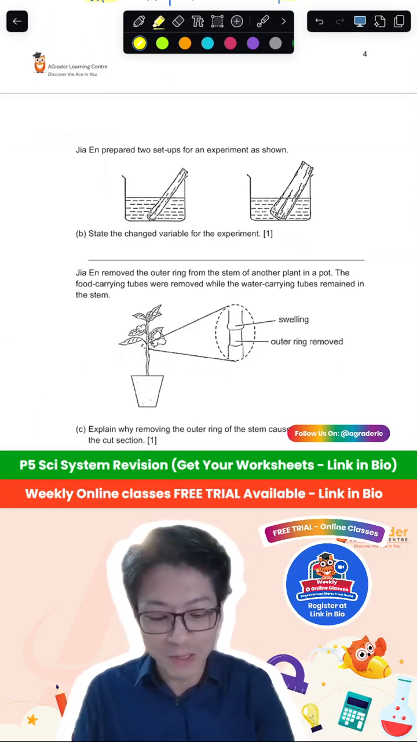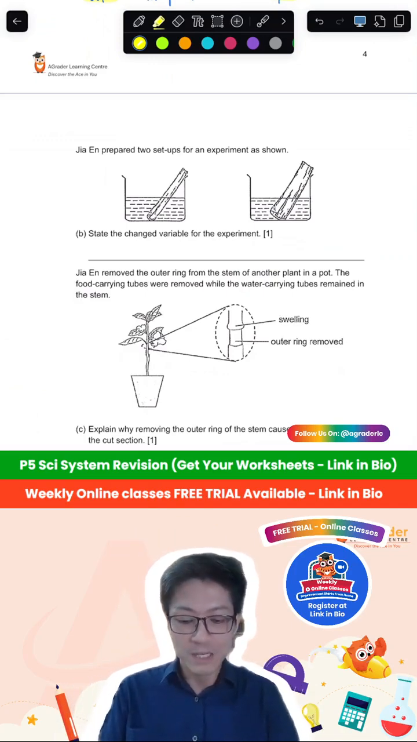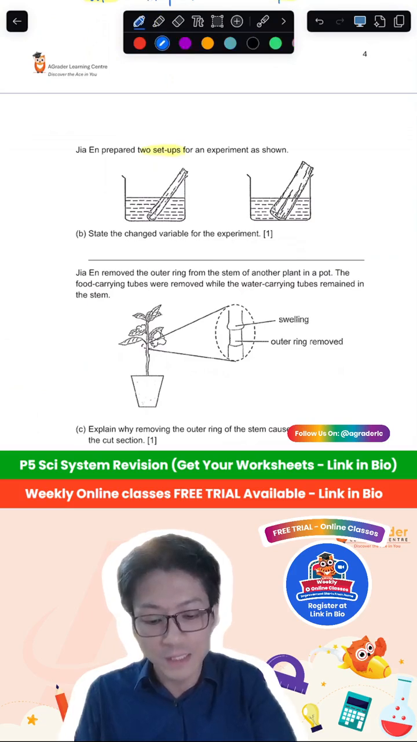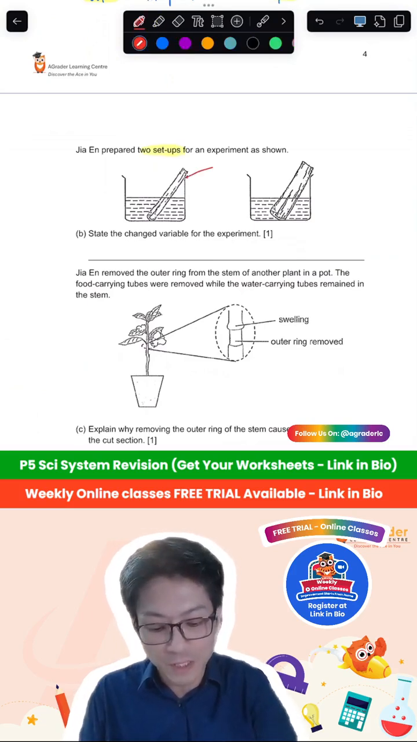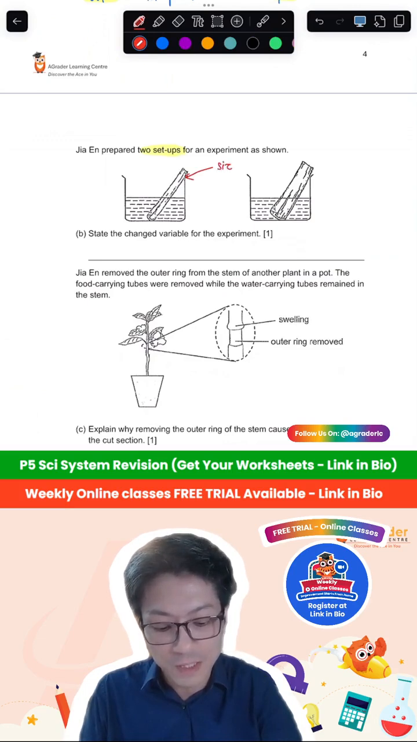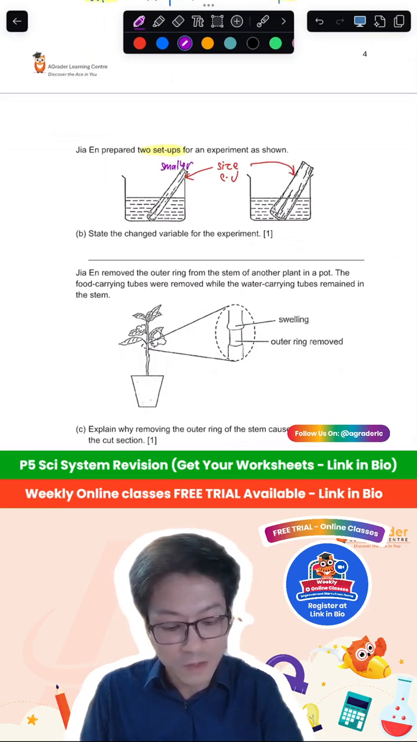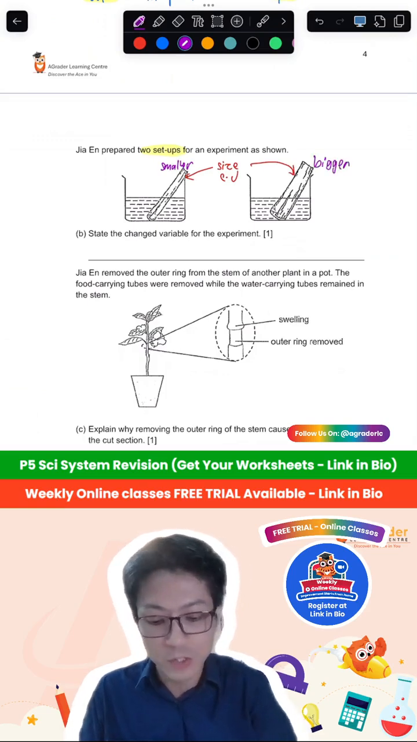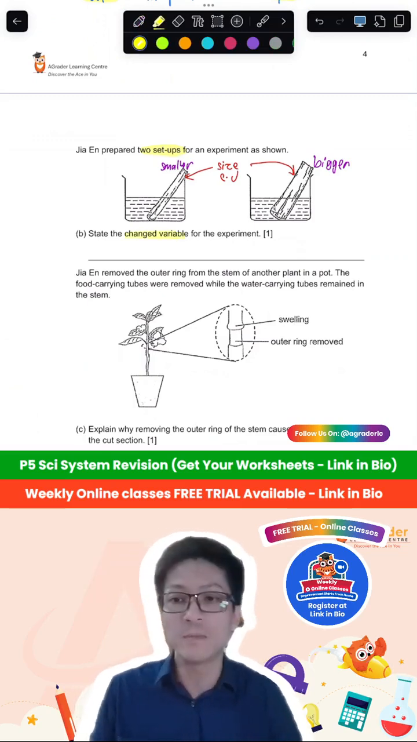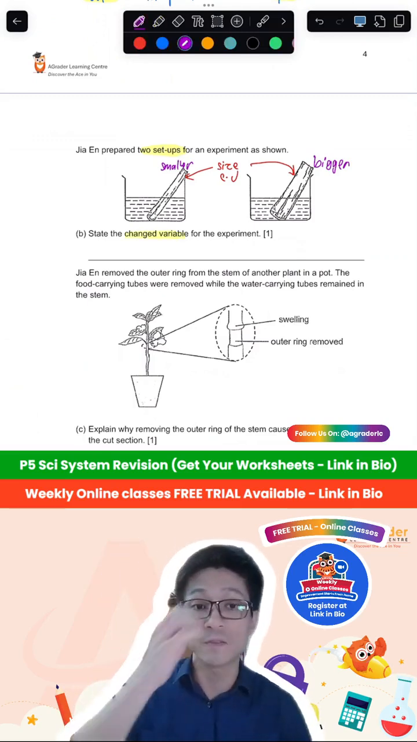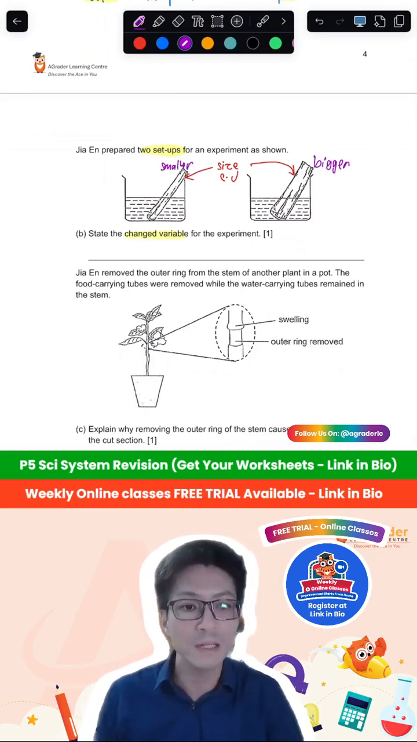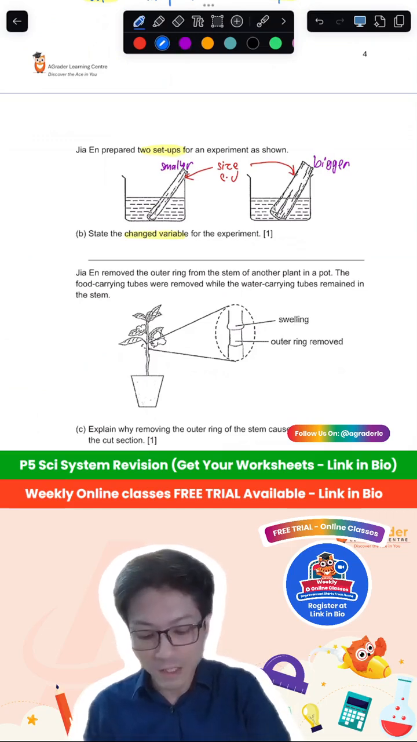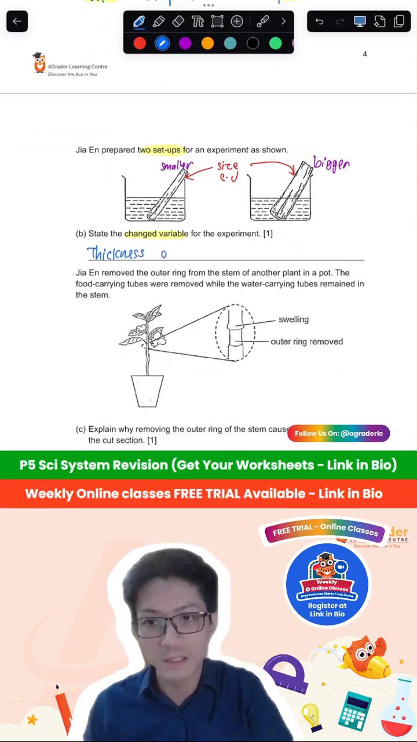Okay, Jian prepared two setups for an experiment as shown below. Looking at the two setups, we can see the changed variable. The changed variable is the size, right? It is different. This is smaller, this is obviously bigger. If they ask you to state the changed variable for the experiment, you can say the size of the stem or the thickness of the stem. Okay, so I'm gonna go with thickness of the stem.